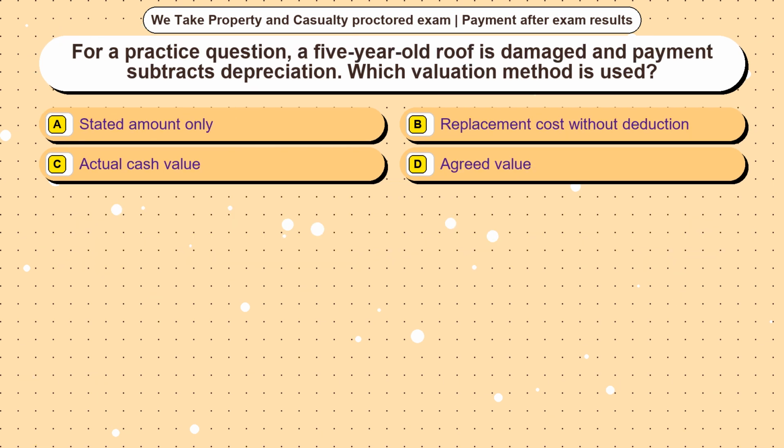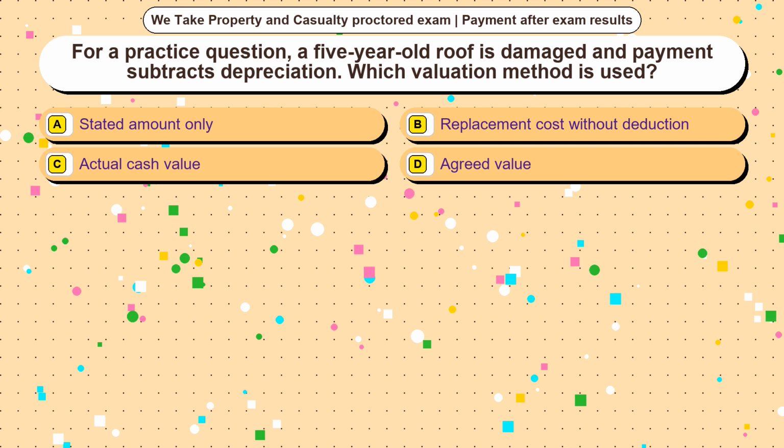Question 5. For a practice question, a 5-year-old roof is damaged and payment subtracts depreciation. Which valuation method is used? Option A, stated amount only. Option B, replacement cost without deduction. Option C, the actual cash value. Option D, the agreed value. The correct answer is option.